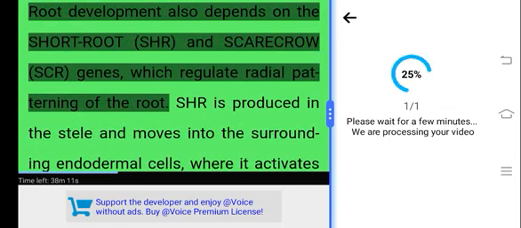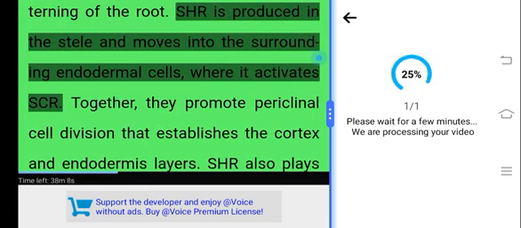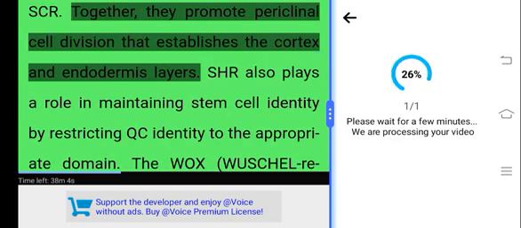Root development also depends on the SHORT-ROOT (SHR) and SCARECROW (SCR) genes, which regulate radial patterning of the root. SHR is produced in the stele and moves into the surrounding endodermal cells, where it activates SCR. Together, they promote periclinal cell division that establishes the cortex and endodermis layers.